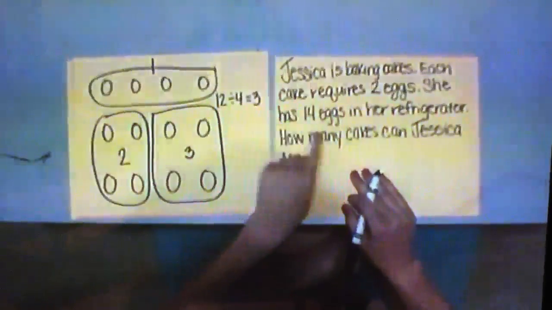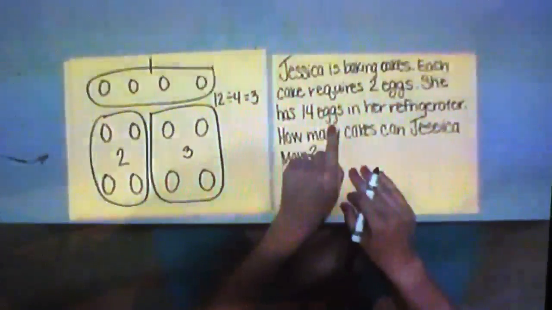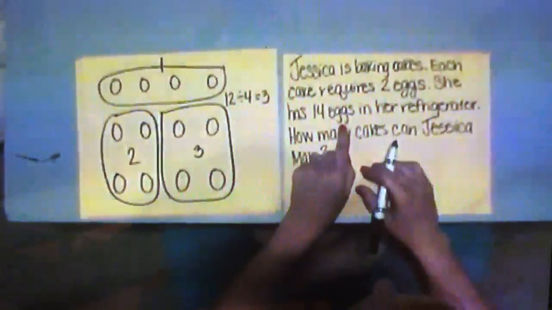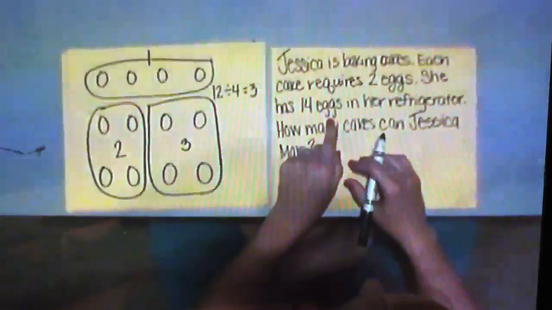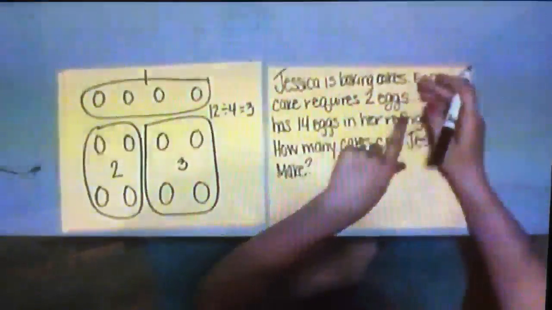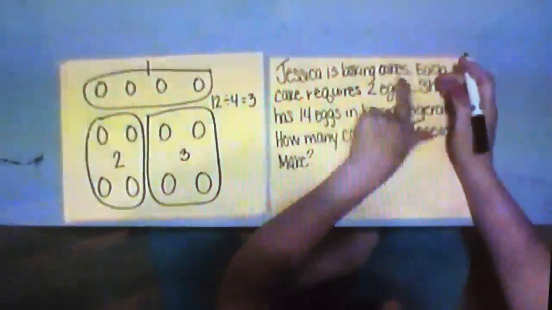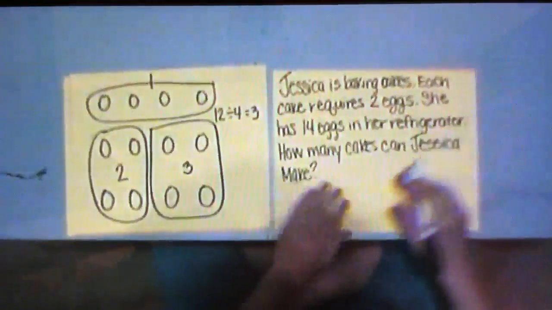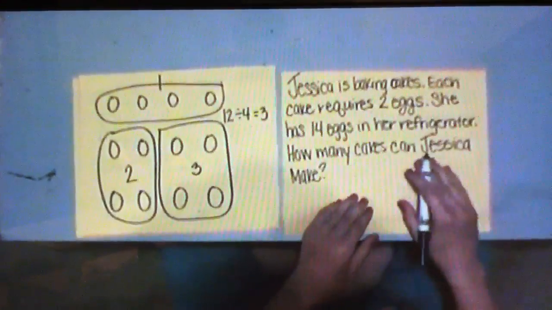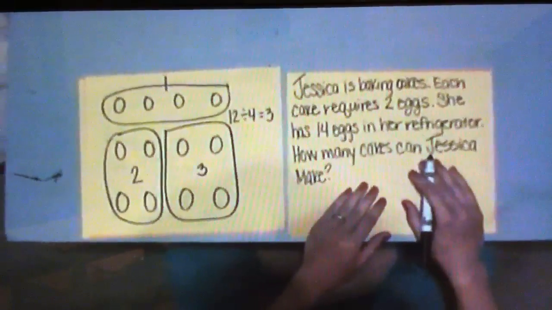We're told that she has 14 eggs, a big number of eggs, and Jessica wants to put them into smaller groups of eggs for each cake, which is 2 eggs in each group. Group is one of our key words, so we know this is a division problem.